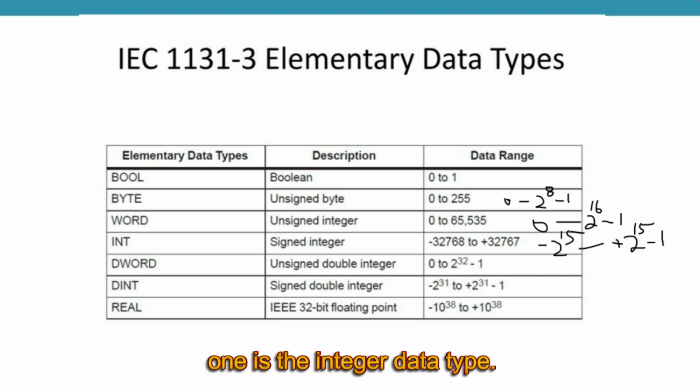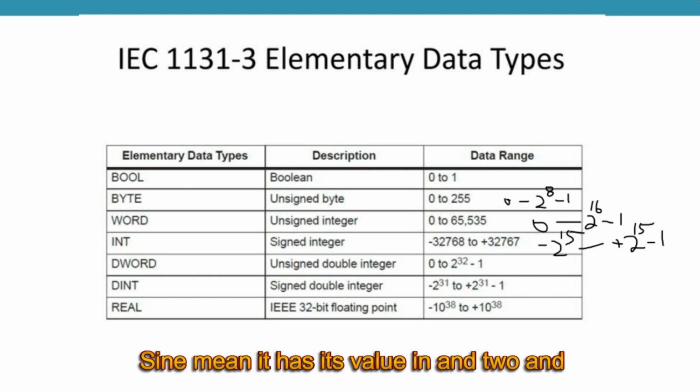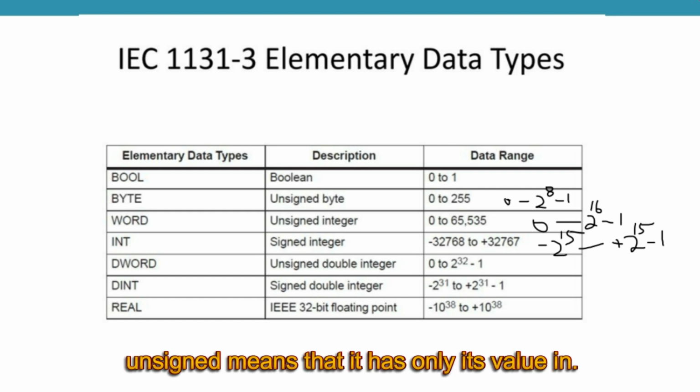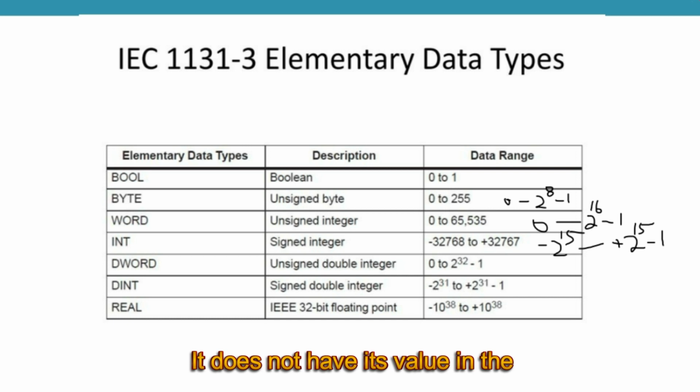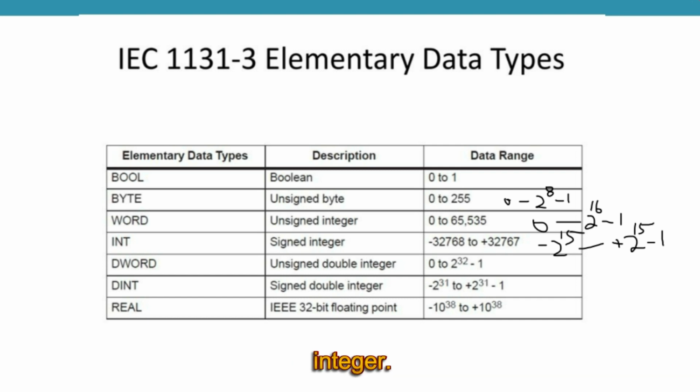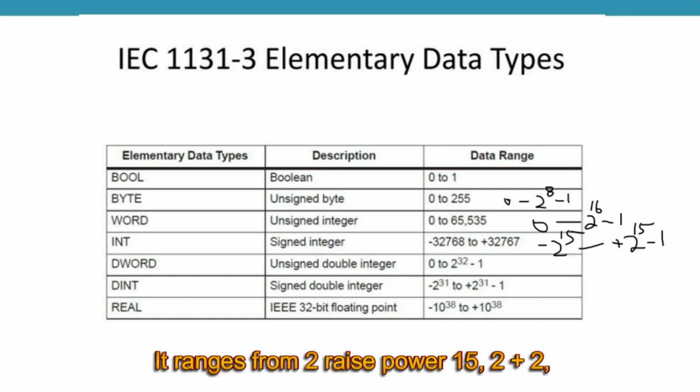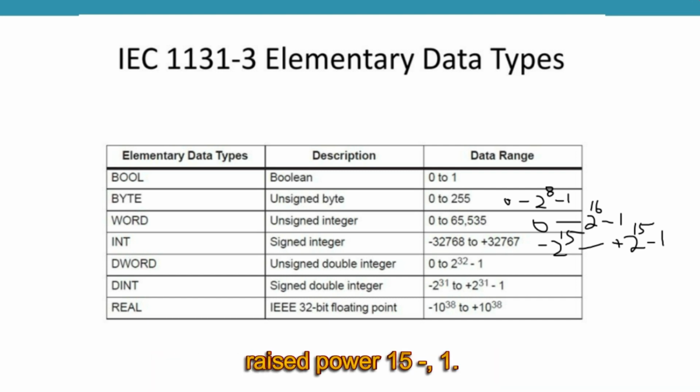And the fourth one is the integer data type. It is also signed integer. Signed means it has its value in plus and minus, and unsigned means that it has only its value in plus. It does not have its value in the minus range. And this is also true for byte. It is unsigned. It means it has its value in the plus 0 to 255. So integer is a data type which is signed integer. It ranges from minus 2 raised to power 15 to plus 2 raised to power 15 minus 1.